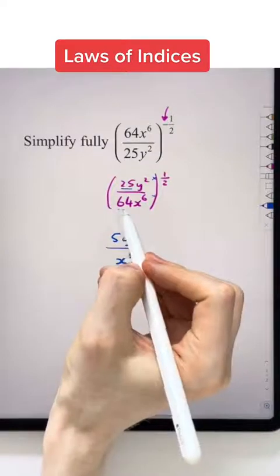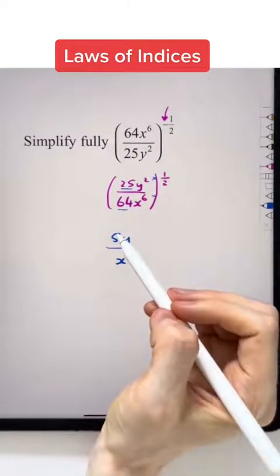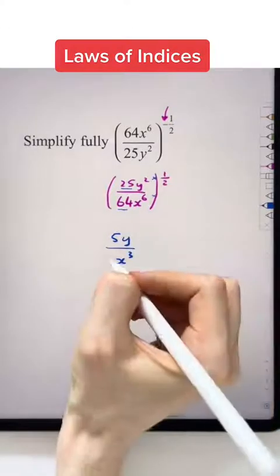And again, if I've got a number inside, I raise that number to the power outside. So 64 to the power half. Power half means square root. Square root of 64 is 8.